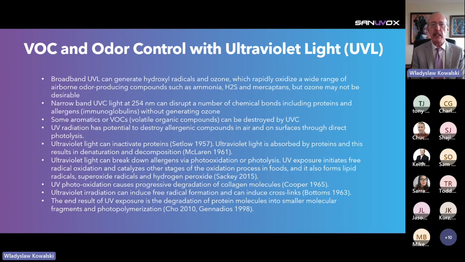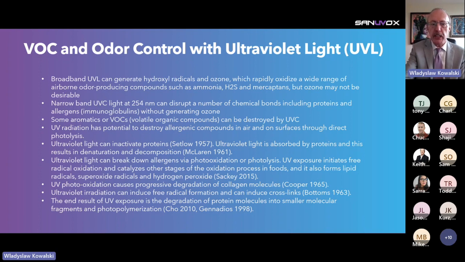Proteins can be activated by ultraviolet light. Ultraviolet light is absorbed by proteins, and this results in denaturation and decomposition of those proteins. And those may be proteins that are part of allergens. Ultraviolet light can break down allergens via photooxidation or photolysis.